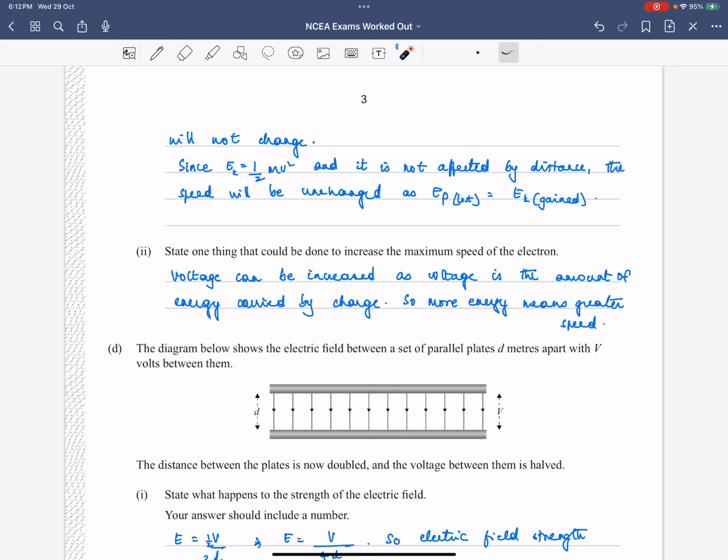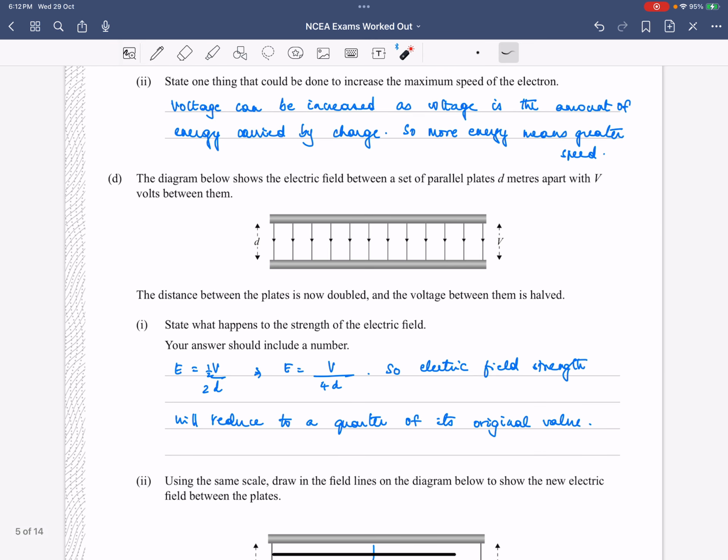Since EK is half mv squared and this is not affected by distance, the speed will stay the same because EP lost equals EK gained. Then state one thing that could be done to increase the maximum speed of the electron. So if the electron's got more energy, then it's going to reach greater speeds. How can it get more energy? By increasing the voltage.